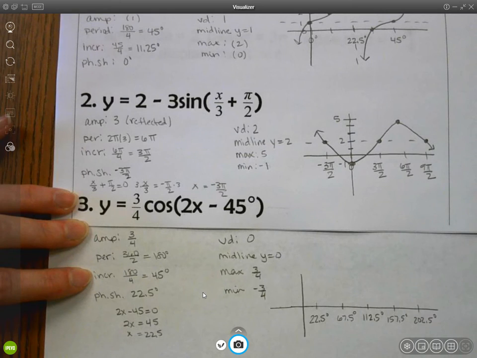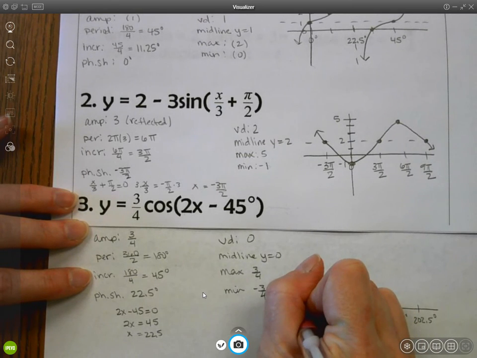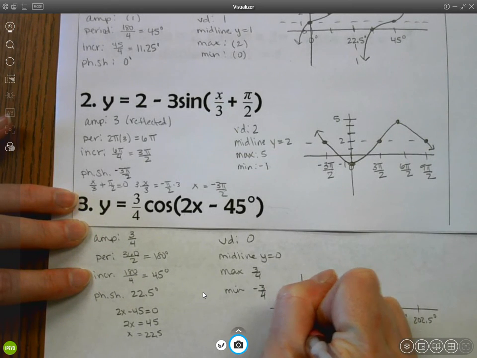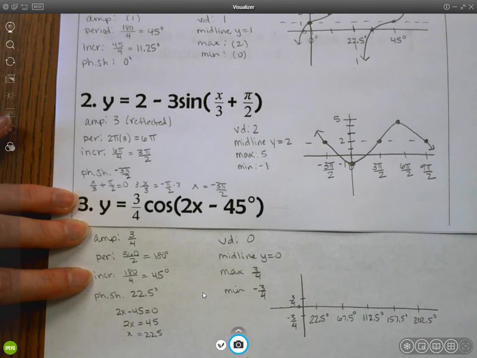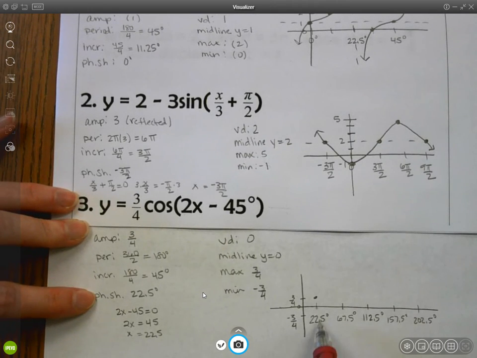All right, so we got to back up about half of this distance and put the y-axis. And it's going to go to 3/4 and negative 3/4. And your middle stays at 0. All right, so cosine, your first point is always at the high mark, unless it's reflected, and then it's at the low. So our first mark is the 22.5, that's our phase shift. So that's where that one goes, and then we're at the middle, then we're low, then we're at the middle, then we're high, and we get this little guy.